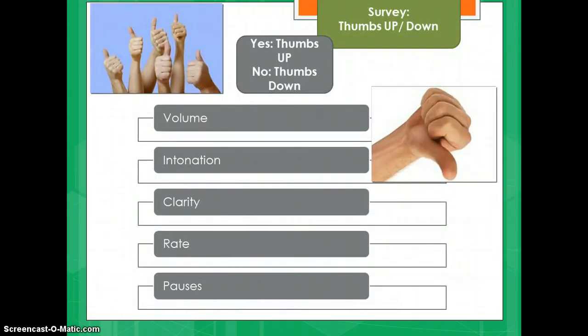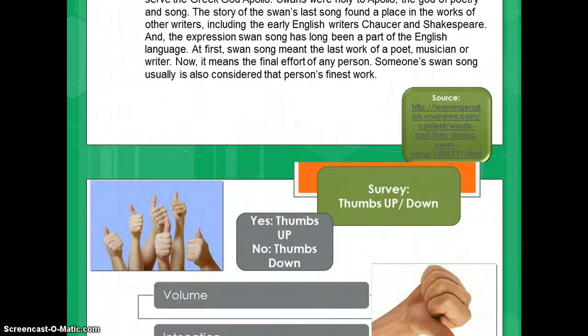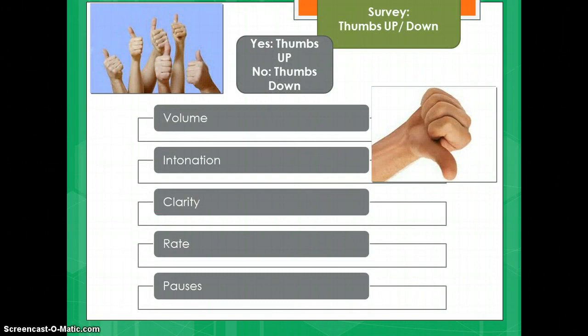I think you would imagine that this feels pretty professional to you. So I'd like you, again, to take a survey. Think about the speaker's volume, his intonation, clarity, rate, and pauses. Vote yes if it's a thumbs up that you think that he did a good job, or no, a thumbs down if you think he did not do a good job. Go ahead and vote now.